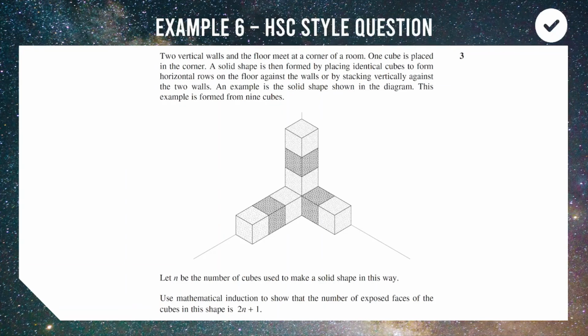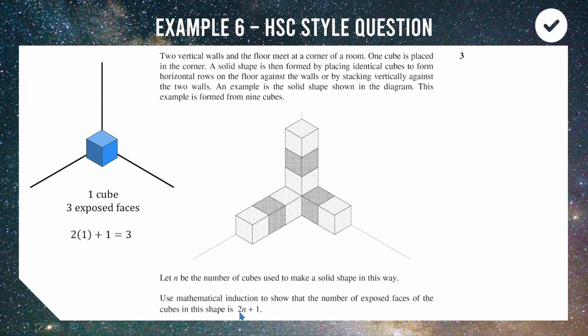Okay, let's start with our base case of 1 cube. So when we have 1 cube, here's my corner. I'm just going to chuck a cube up there. All right, 1 cube. How many exposed faces? 1, 2, 3. Let's see if that works with our formula. What do you know? 2 times 1 plus 1 is indeed 3. So 1 cube, 3 exposed faces. That works with the formula given to us from the question.